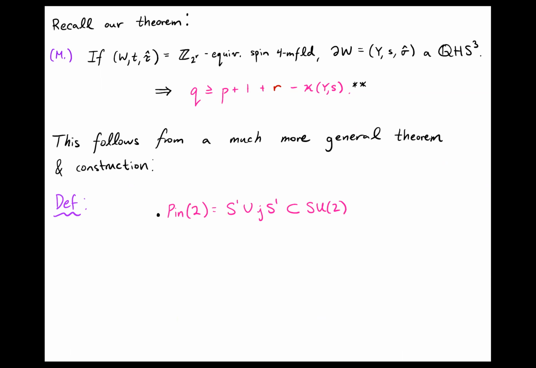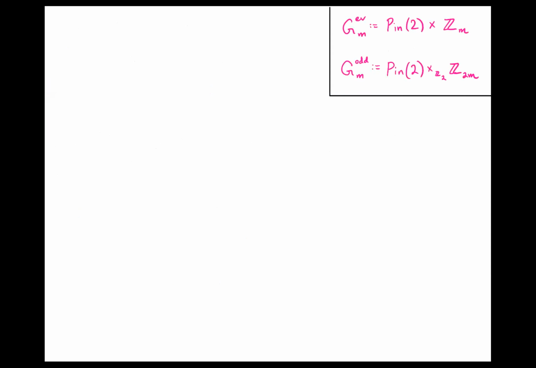Now we'll get into the nitty-gritty of things, but I'm going to be a little hand wavy. Let Pin(2) be equal to S1 disjoint union j S1 sitting inside of the unit quaternions. We'll define the following two groups. G even M is just going to be the product Pin(2) times Z mod N, and G odd M is going to be Pin(2) times Z mod 2M, modded out by the diagonal Z mod 2 side. You can think of this as kind of like a twisted product of Pin(2) and Z mod M.